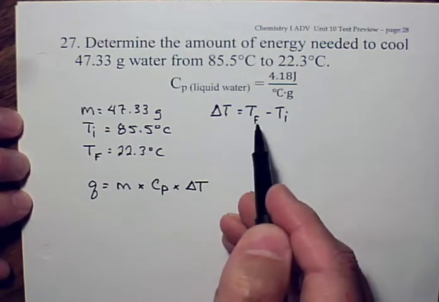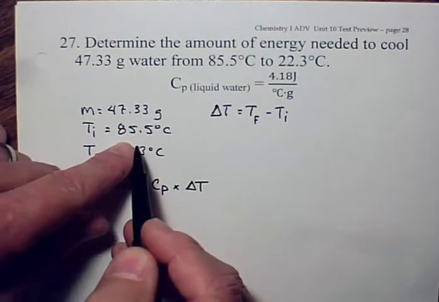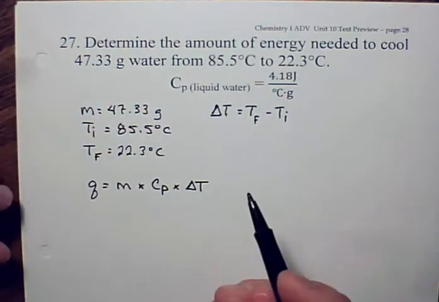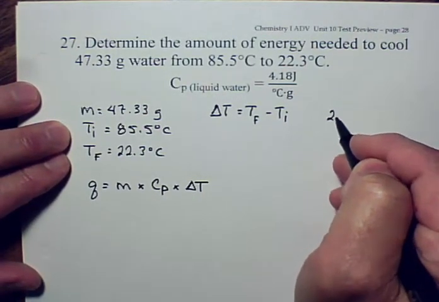So let's find the final temperature. Which one of these two right here is the final temperature? We've already labeled it. It kind of makes it easier. We don't have to go back to the problem now and figure out what the final temperature is. Yeah, so we're going to start with 22.3 on the top.